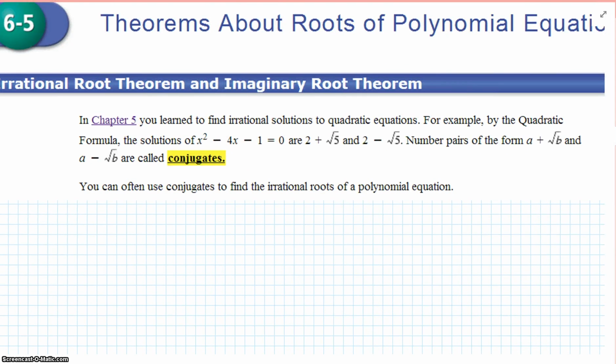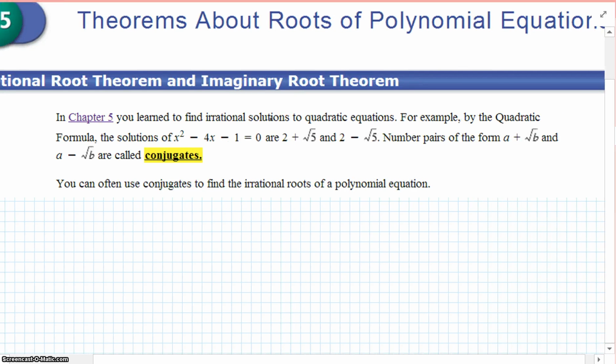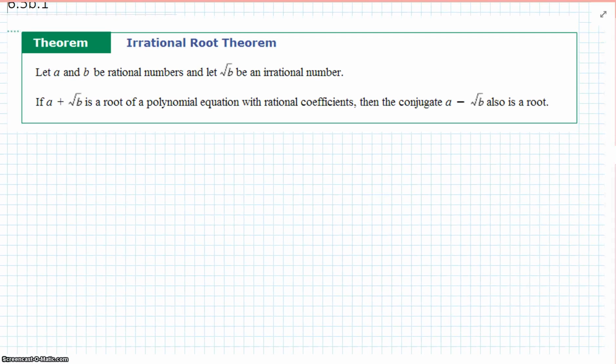It's 6.5, the theorem about roots of polynomials. Okay? We learned this earlier in chapter 5, and you learned it in Algebra 1. Conjugates. We learned that irrational solutions to a quadratic come in two solutions. They're going to form a plus square root of b and a minus the square root of b. They are called conjugates. So I know right now if I have an irrational solution of a plus the square root of b that solves a quadratic or solves a polynomial, we know a minus the square root of b must also solve it. So here's the irrational root theorem.